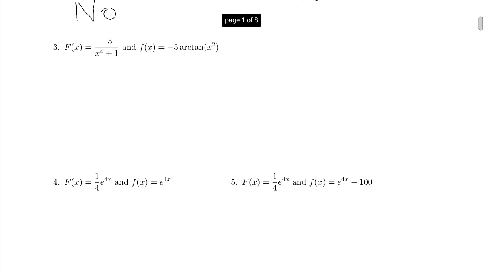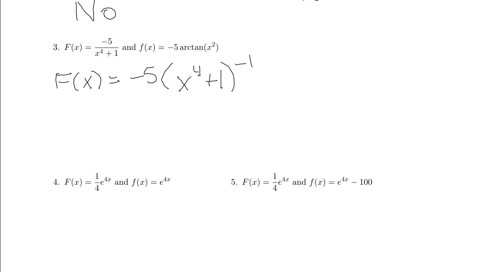All right, moving on to example 3, we have capital F of x, this complicated looking function here. Let's start by rewriting big F of x because we want to take its derivative to check if it's an antiderivative. We want to rewrite this as negative 5 times x to the 4 plus 1, all to the power of minus 1. If I do this, I can avoid using a quotient rule and use a chain rule instead to find its derivative. That's kind of nice.